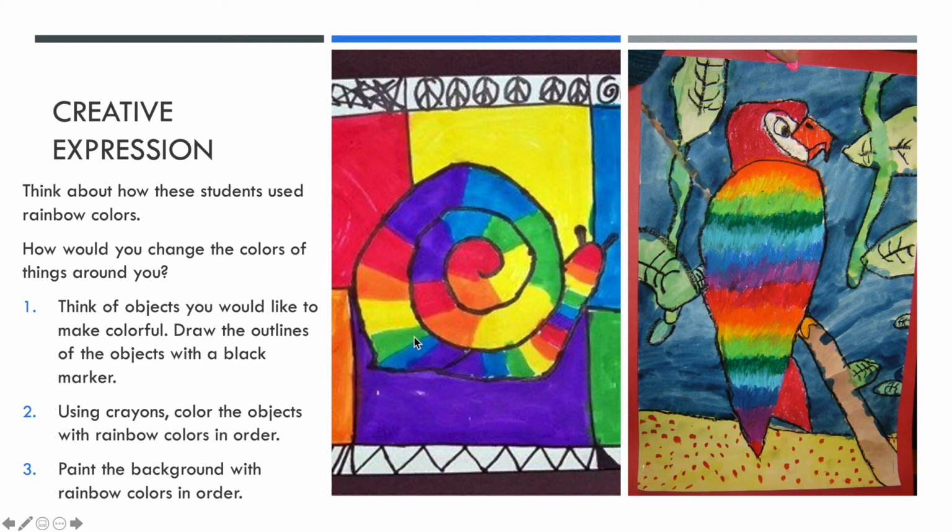So you're going to draw that thing that you decide, and then you're going to outline it with a black marker so you can see it more clearly, so the outline is more defined. If you don't have a black marker, then you can use a black crayon, that's fine. Then using crayons or anything that you have at home, you're going to color in that object like a rainbow. And then you're going to decorate your background. The instructions say to paint the background with rainbow colors in order, just like this student did. You can try that, or if you decide you want to do something else, you can do that as well, okay?